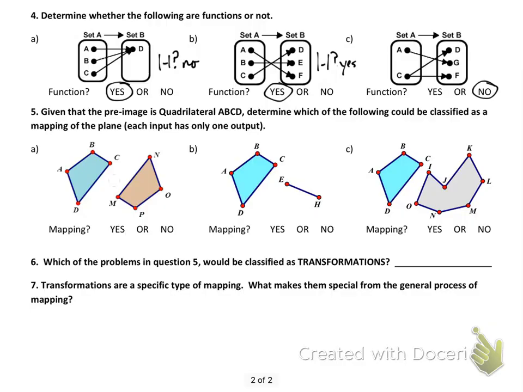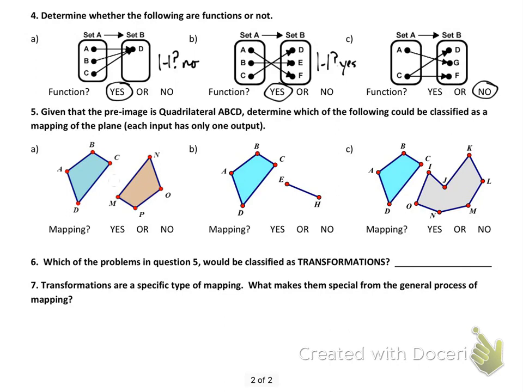Okay, so let's try and finish this out if we can. We're going to look at this from a geometric point of view. We've got our input and output, and it says that the preimage is ABCD. The output is going to be whatever we have left over. So we're going to determine if each of these are mappings. Mapping is a term we use to say if it's a function. Okay?